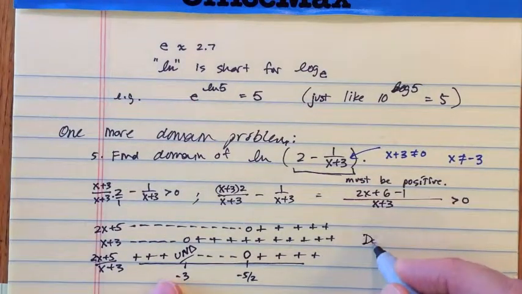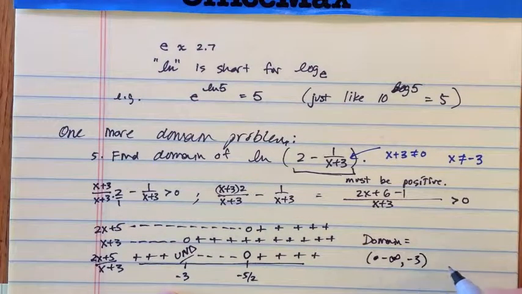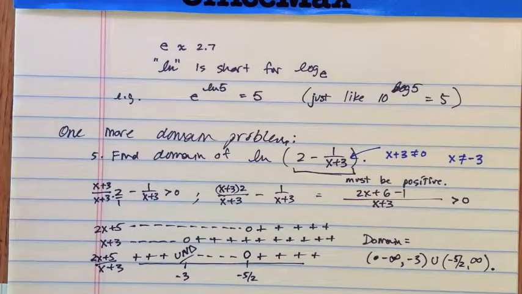So the domain of this guy is going to be the interval to the left of negative 3. Heck, too many negatives. Negative infinity, negative 3. Union with the interval to the right of negative 5 halves. And we're done.